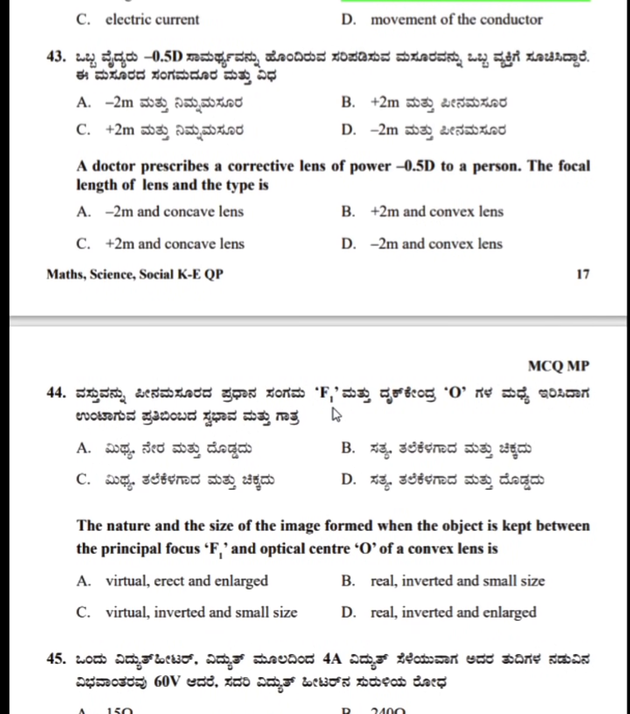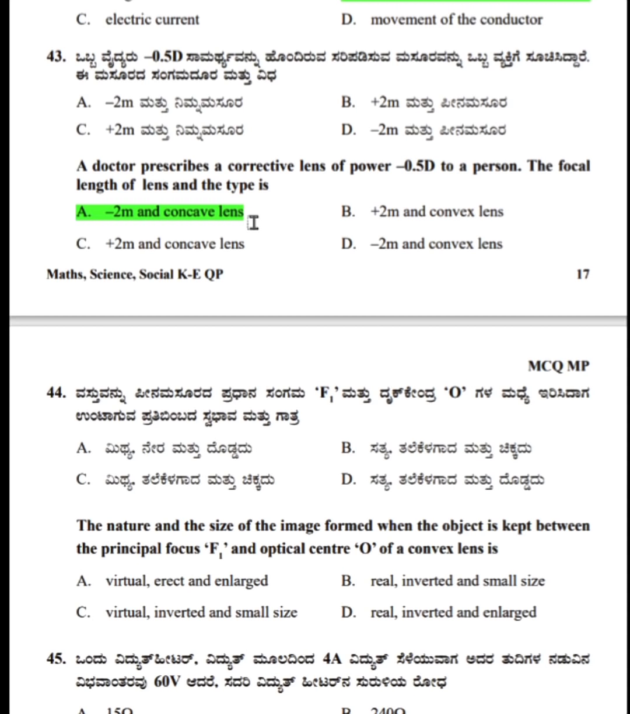Question number 43. A doctor prescribes a corrective lens of power minus 0.5 diopter to a person. The focal length of lens and type of lens is. Minus sign indicates concave lens, and by using the formula P equals 1 by F, we get minus 2 meter. Focal length will be minus 2 meters and it is concave lens. Therefore, the correct answer is option A, minus 2 meters and concave lens.